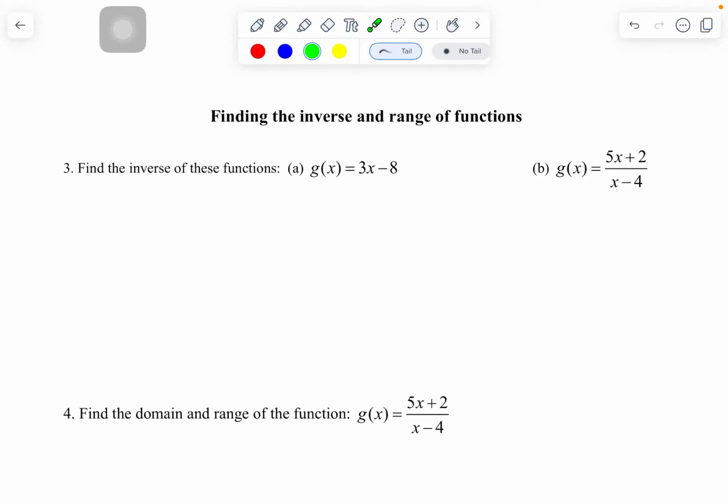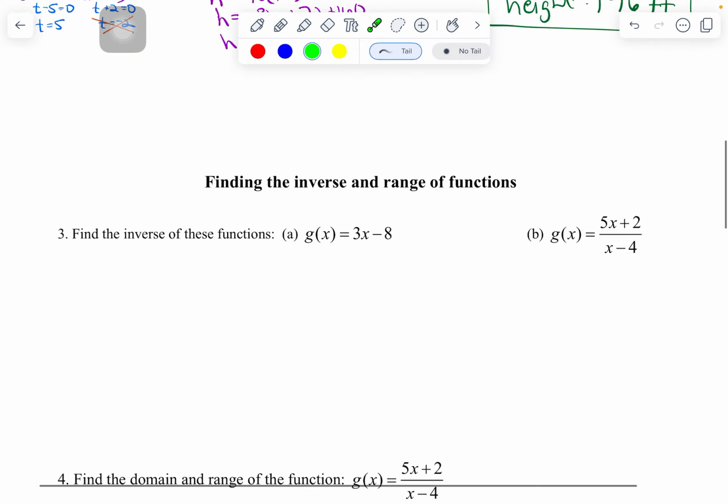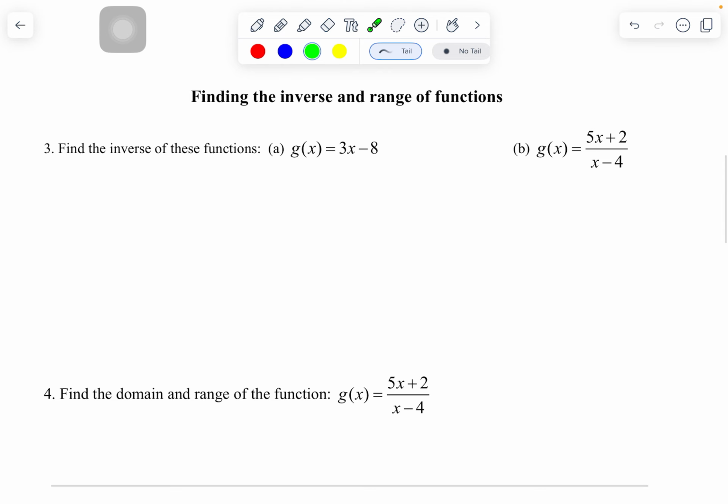So this is going to be the second video for Note 75. In the first video, we covered question number 1, which is a quadratic word problem. Now we're going to cover question 3 and question 4. So question number 3, part A.